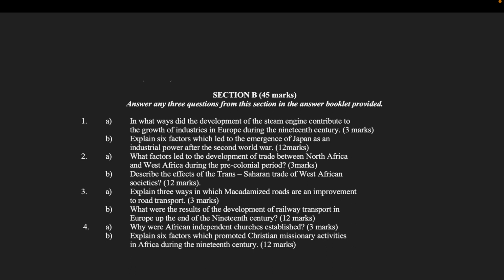4. A. Why were African independent churches established? 3 marks. B. Explain 6 factors which promoted Christian missionary activities in Africa during the 19th century. 12 marks. Section C, 30 marks.